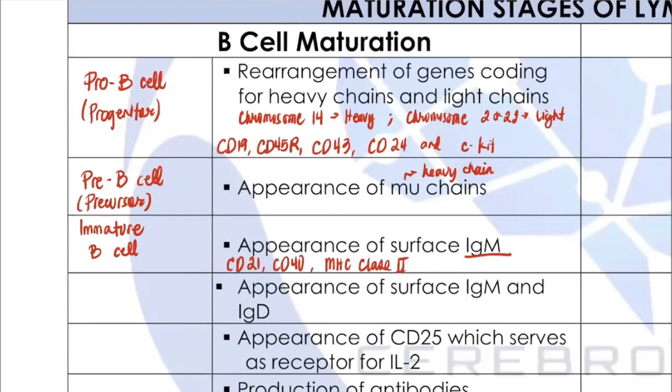Kasi guys, take note natin that it is in the immature B cell stage kung saan nagsa-start yung tinatawag natin na selective process. Okay? So I will elaborate that later, no? Yung tinatawag na positive tsaka negative selective process. Positive and negative selection process rather. Okay, positive and negative selection process.